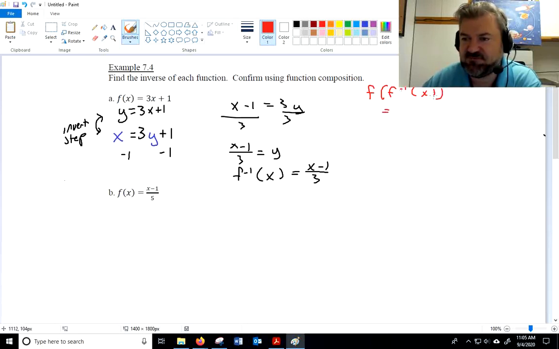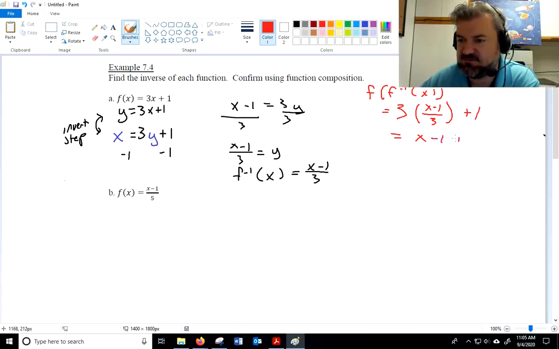So f of f inverse means I need to replace x with f inverse. This (x minus 1) over 3 needs to replace the x in the original function. So instead of 3x, I have 3 times (x minus 1) over 3, and then plus 1. Okay, I multiply. 3 divided by 3 is simply 1. Remember, you multiply a whole number times a fraction, divide first if you can. 3 divided by 3 is 1, and 1 times x minus 1 is simply x minus 1. And then x minus 1 plus 1 is simply x. All right, that's one check.